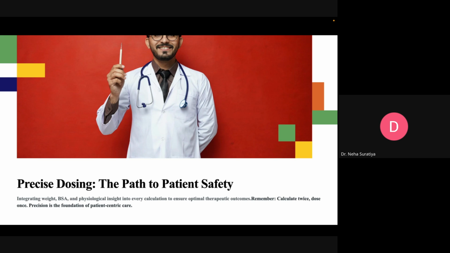You need to make very important decisions based on weight, BSA, and physiology, and they are not just numbers, but they represent real patients. So remember this line: calculate twice, dose once. Precision is not extra work, it is the foundation of patient-centric care. You need to understand this line.